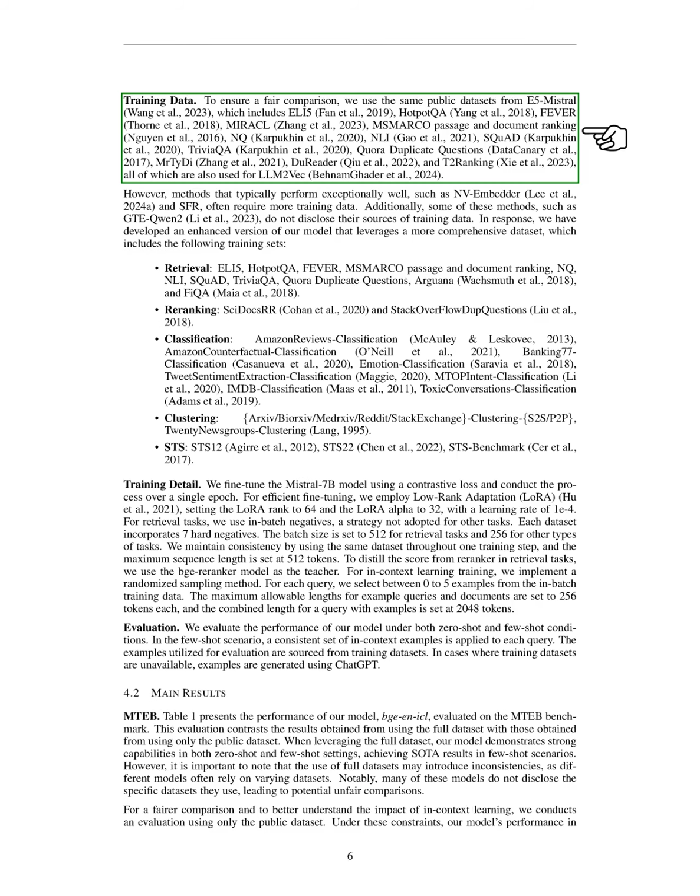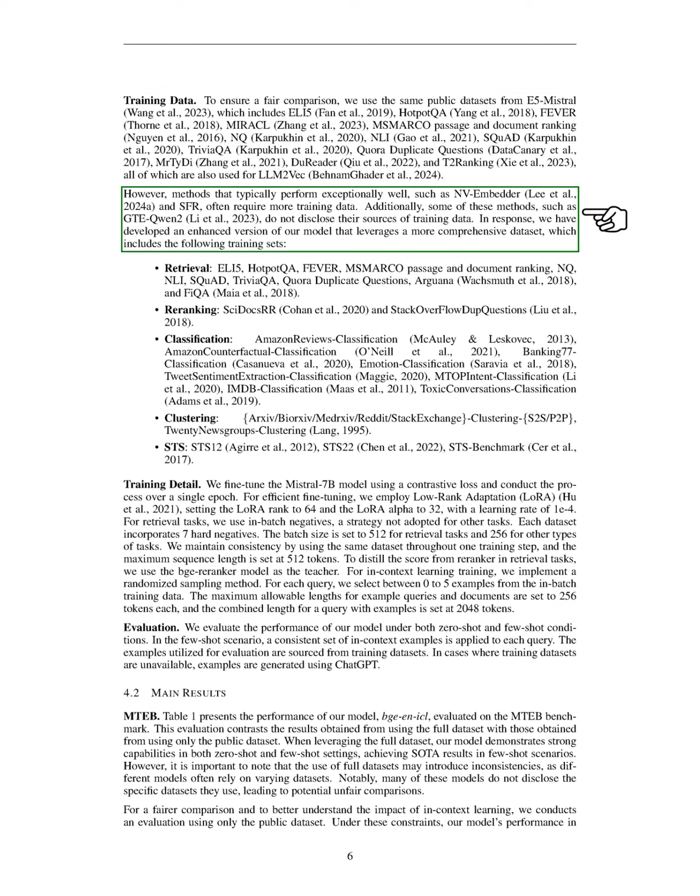To ensure a fair comparison, we utilize the same public datasets from E5 Mistral, including ELI5, HotpotQA, FEVER, and others. While some methods like NV Embedder and SFR perform well, they often require more training data, and some, like GTE Qwen 2, do not disclose their training data sources. To address this, we created an enhanced version of our model with a broader dataset that includes various training sets for retrieval, re-ranking, classification, and clustering.